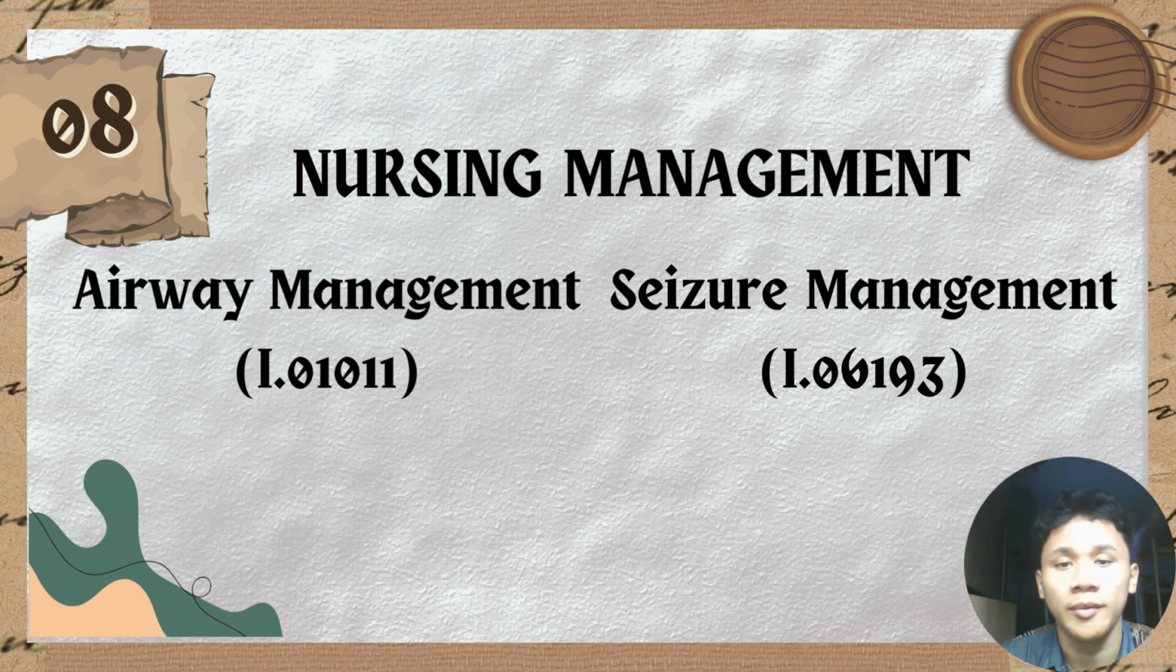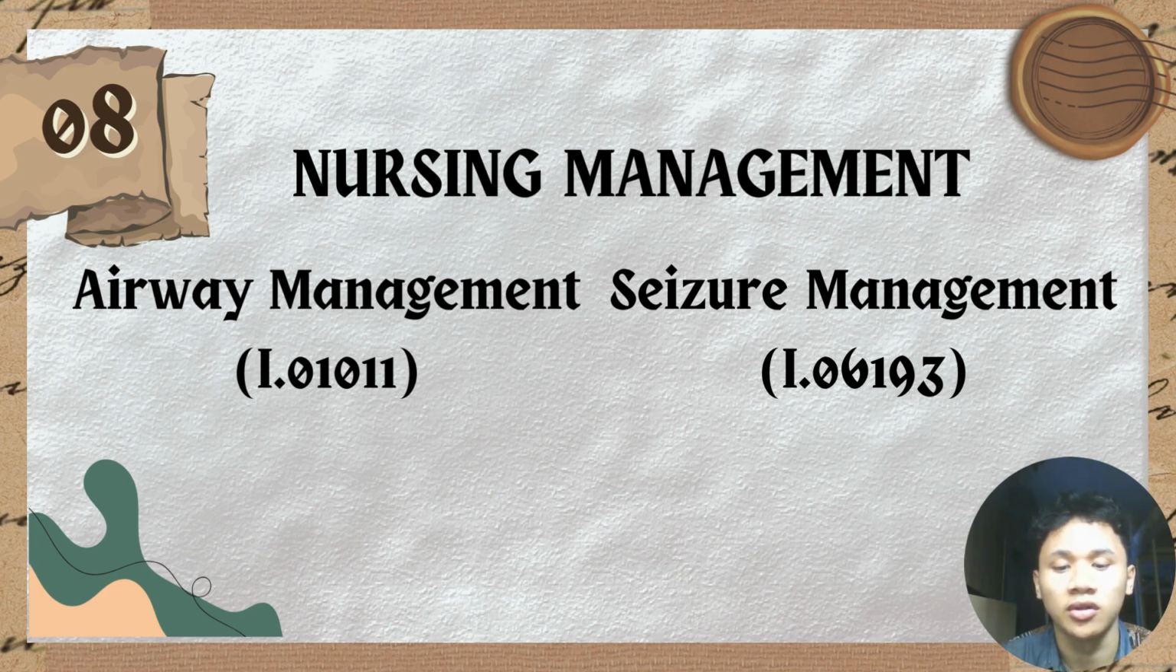The purpose of airway management is to prevent airway obstruction. As mentioned earlier, during a seizure, the patient is unable to control the muscles of the body, including the muscles around the mouth and throat. This can lead to the tongue falling back or the presence of fluids such as saliva or vomit that can obstruct the airway.